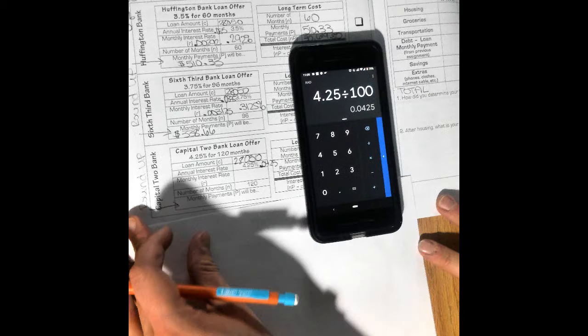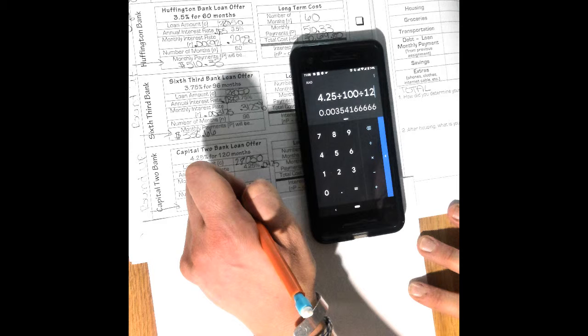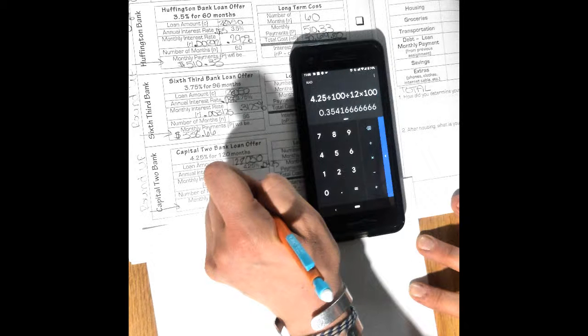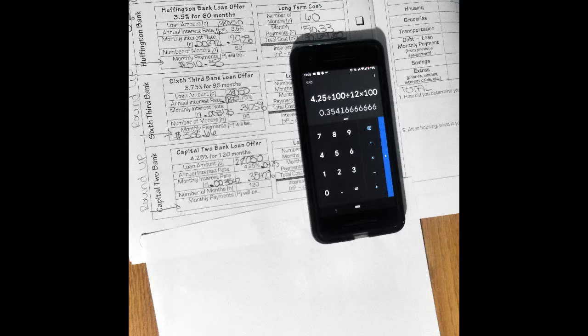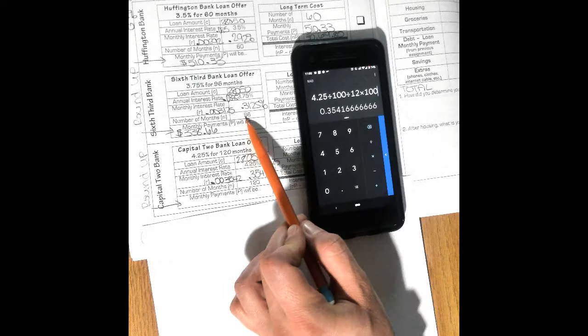To get my monthly, I divide this by 12. So it is 0.003542. Times it by 100 to get the percentage. So 0.3542%. And this one's going to be a lot longer, and this one's going to be 120 months. So I start off with 60, move up to somewhere in the middle, which is 96, and then I head way up to 120.